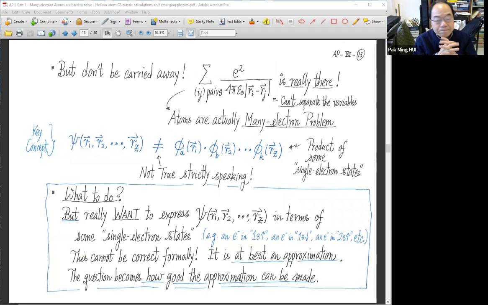Any question here? Up to now, I just want to bring out this many electron atoms from helium on. It's very difficult to do.